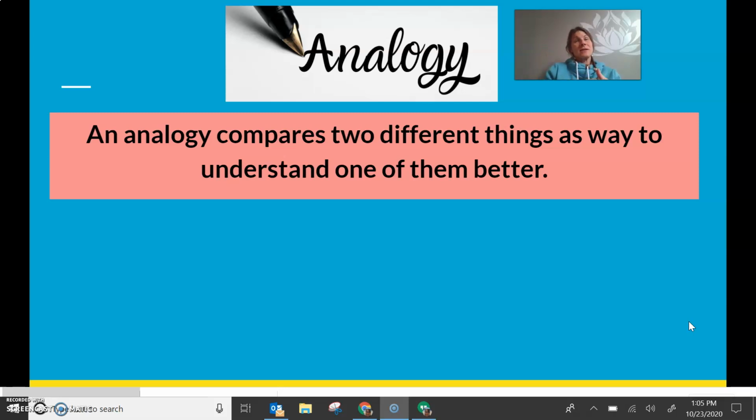So for example, in science class, if I was teaching you about the cell nucleus, which you may have no idea what it is, but you know what a brain is and what it does. So I might say the cell nucleus is like a brain because it controls or operates what happens in the cell. That might help you understand a cell nucleus better because I've connected it to something you do know, the brain.